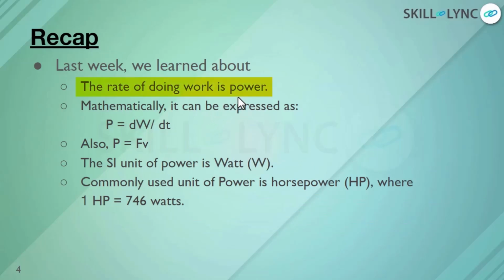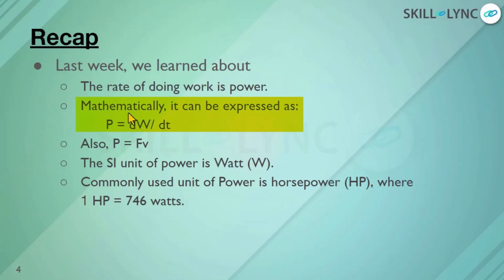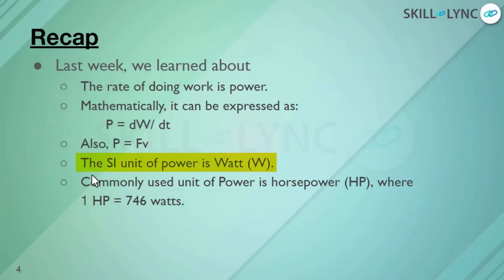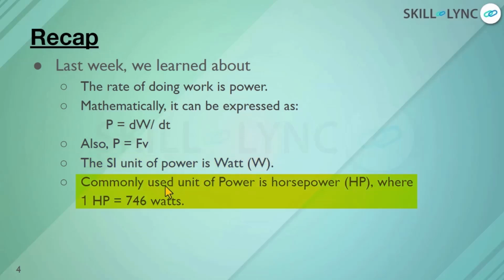Power is rate of doing work, where mathematically it can be expressed as dW by dt, that is work done per unit time. Deriving this equation, we get power is also equal to Fv, where F is the force and v is the velocity of the object. The SI unit of power is watt, and generally another unit is also used, that is called horsepower, where 1 HP, that is 1 horsepower, is equal to 746 watts.